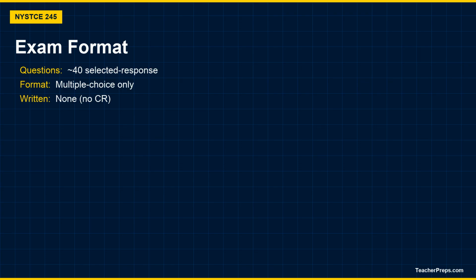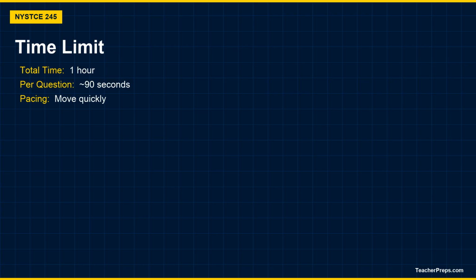You have just 1 hour to complete the NYSTCE 245. This is shorter than the other 2 parts, so pace yourself accordingly. With about 40 questions in 60 minutes, you have roughly 90 seconds per question.